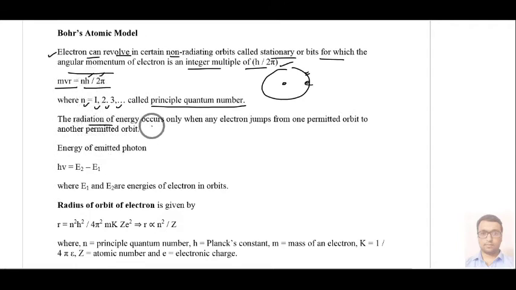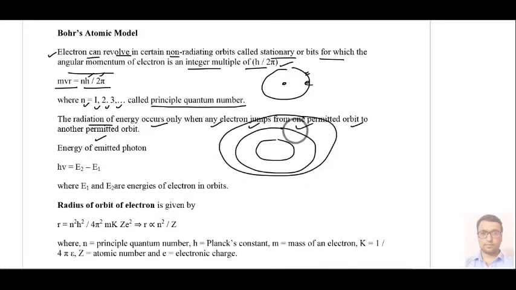So radiation of energy occurs only when the electron jumps from one permitted orbit to another permitted orbit. Suppose you have more than one shell, like n equal to 1, n equal to 2. Then transition of energy will take place only if the electron jumps from n equal to 1 to 2 or n equal to 2 to 1. In that condition only will the transition take place.